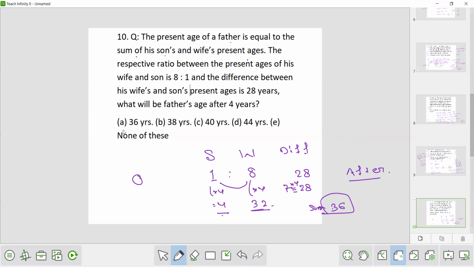So don't tick E as the option, because the question is not demanding what is the father's present age. The question is demanding what will be the father's age after 4 years. So if at present father is 36, so after 4 years the father will be 40 years and 36 will be your A option. So always look at the question and then tick the answer. So correct answer is C, that is 40 years.